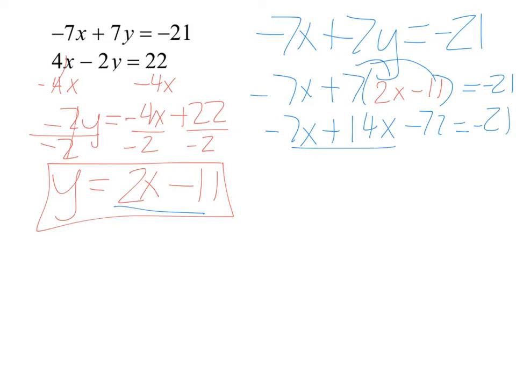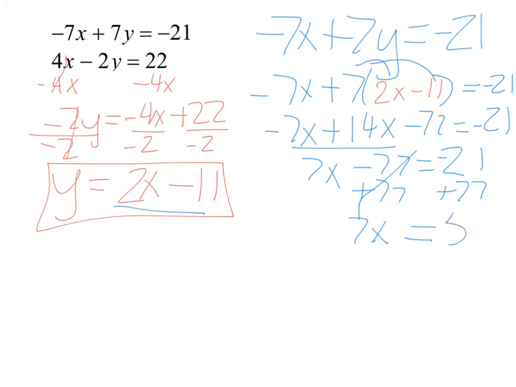Combining like terms. Adding 7 to both sides. And we get 56. And then dividing by 7, we get x is equal to 8. So we know what x is, we just need to find y. And to do that, we can plug it into either one of our equations and solve.